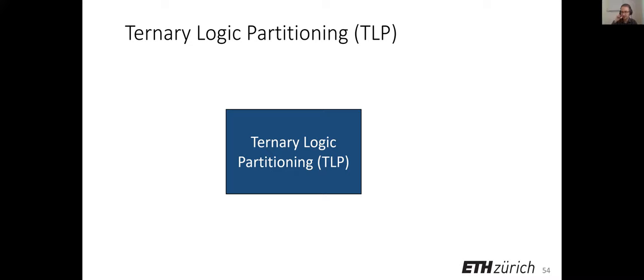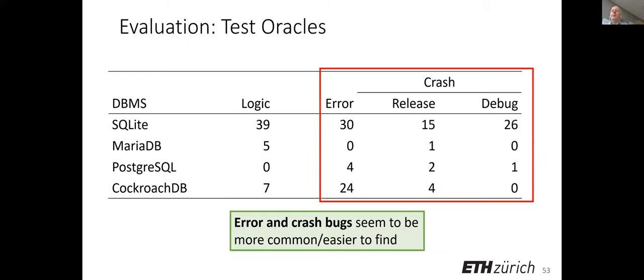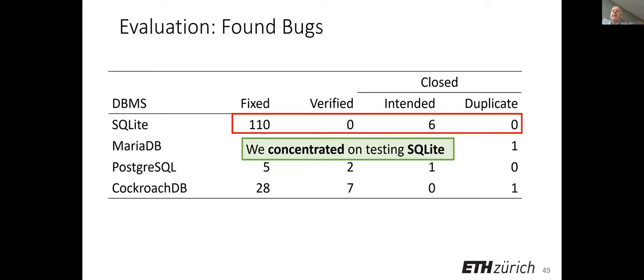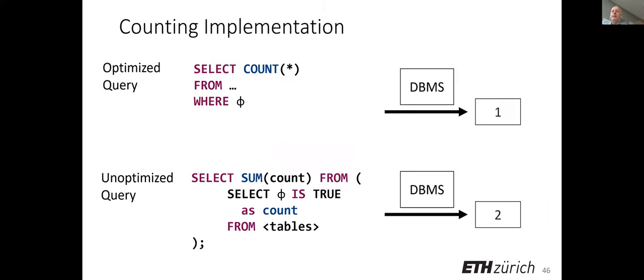Great, then I will. Sorry, Manuel. Stefan here. A very brief question, actually. In your count example, in the unoptimized query, you added the explicit IS TRUE for the predicate to evaluate. Is it actually necessary, because your phi already evaluates to true or false, and the IS TRUE again just evaluates to true or false? I was wondering.